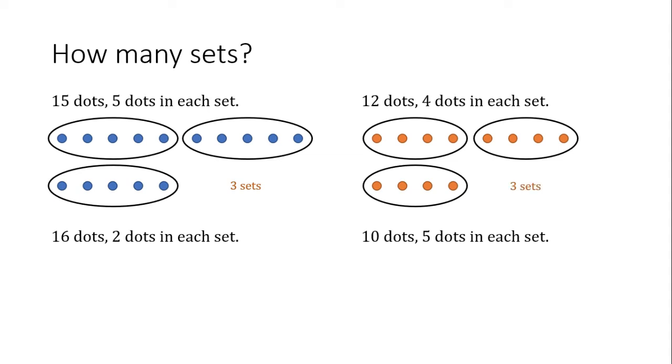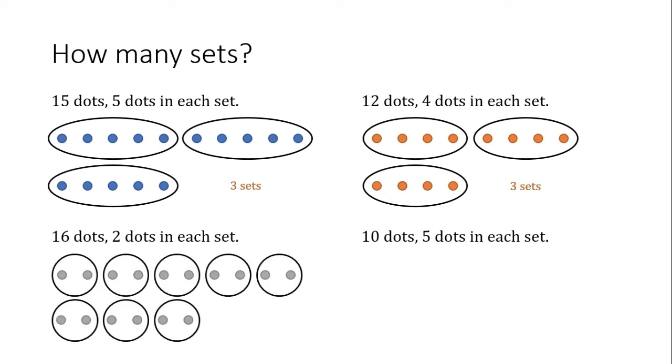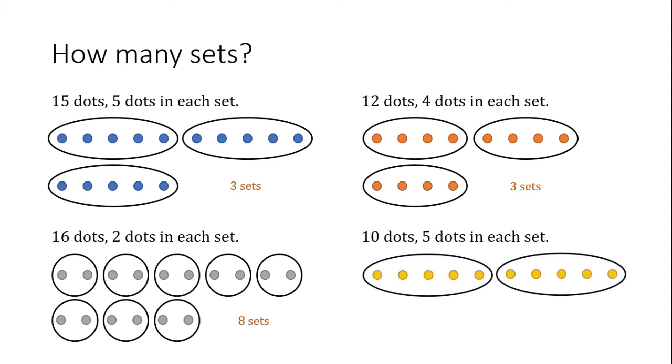Still 3. In the bottom left, we've got 16 dots with 2 dots in each set. What would that look like? Something like that. Oh, it's a lot of sets. How many sets is that? 8. 1, 2, 3, 4, 5, 6, 7, 8. Yep, 8. And finally, in the bottom right, we've got 10 dots with 5 dots in each set. It would look something like that. How many sets altogether? 2.